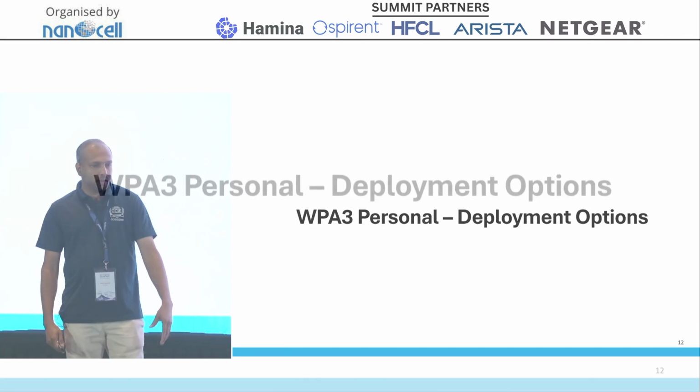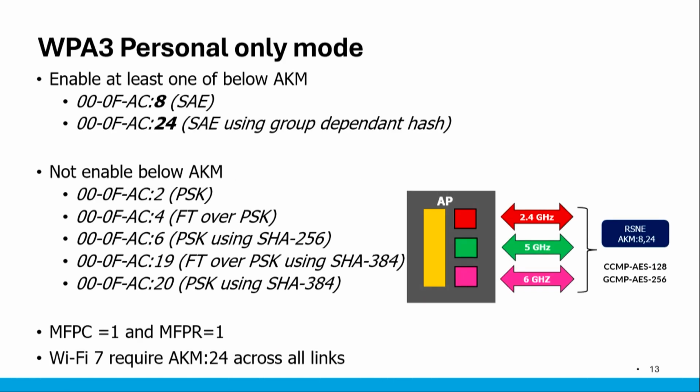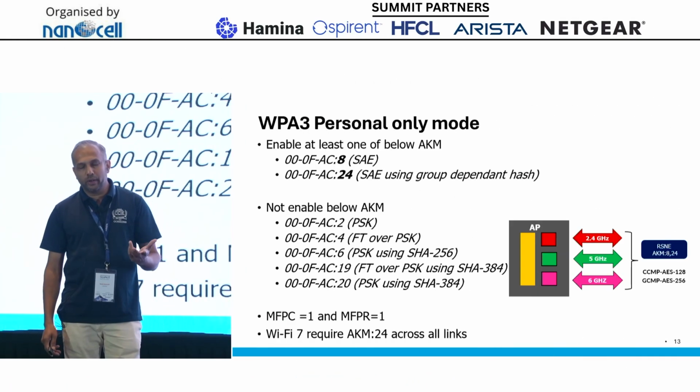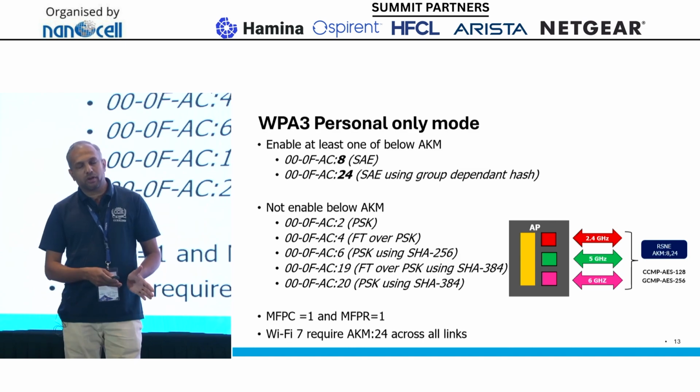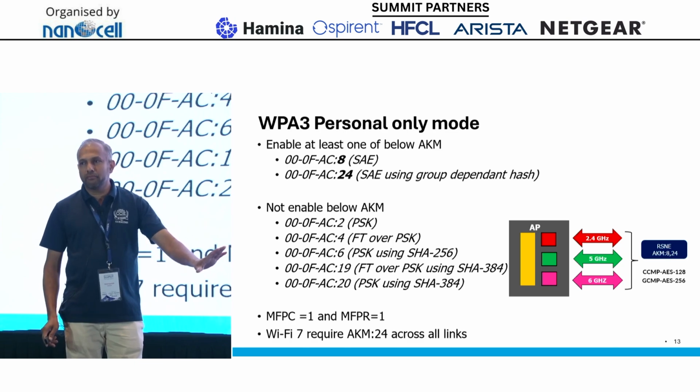So now let's quickly look at what the different options available in the personal, like your home network kind of scenario, are. If you want to implement WPA3, you can enable either AKM 8 or AKM 24. If you want to support Wi-Fi 7, AKM 24 needs to be enabled. So that means on all the bands, you enable those two AKMs, and you are supporting 128-bit CCMP and 256 GCMP, you are good. You can't bring any legacy AKM value.